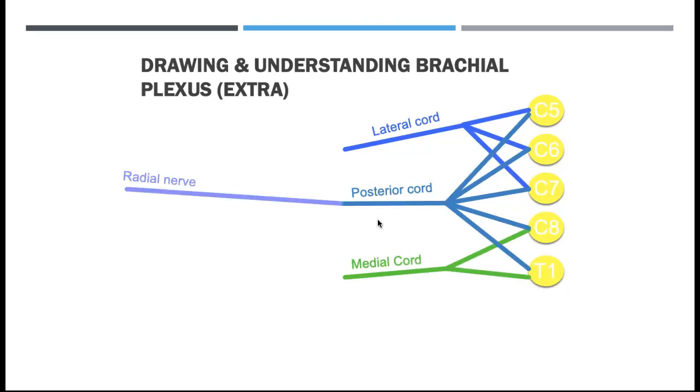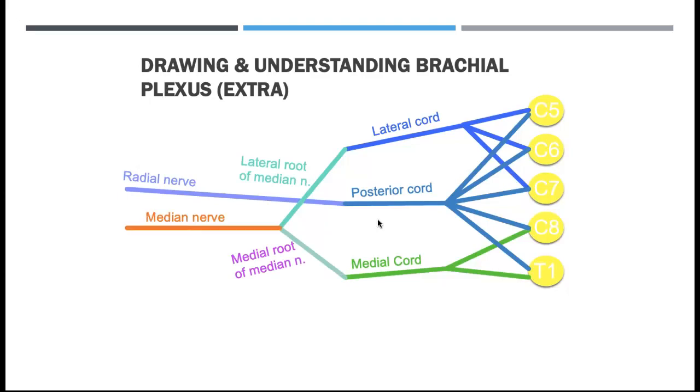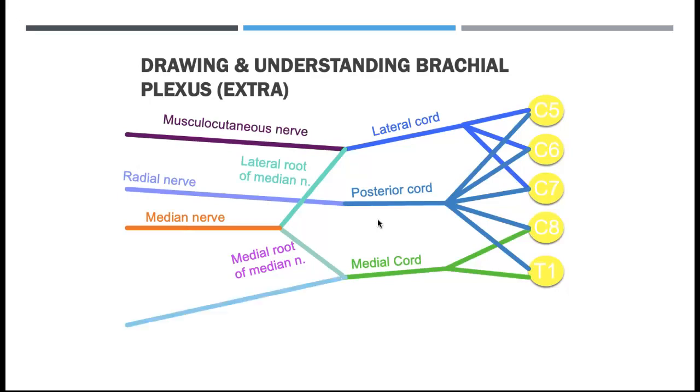And so that posterior cord continues to create the radial nerve. The lateral cord has this lateral root of the median nerve, and the medial cord has a medial root of the median nerve that come together and create the median nerve. Now, extending off of these cords, we have separate nerves as well. Here on the lateral cord, we have our musculocutaneous nerve, and then off of the medial cord, we have the ulnar nerve. So when we are in the anatomy lab, we can see a little M that gets created, and that's what we're going to look for in order to orientate ourselves.